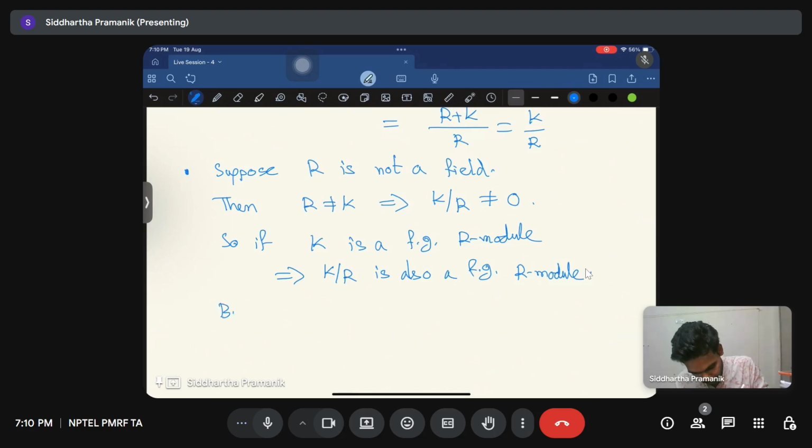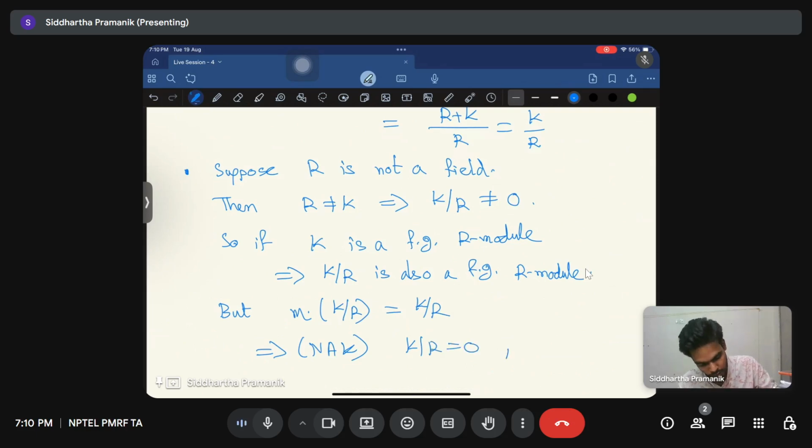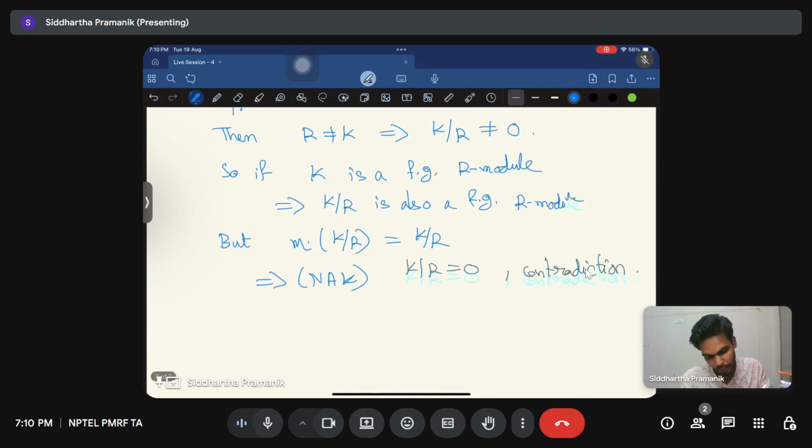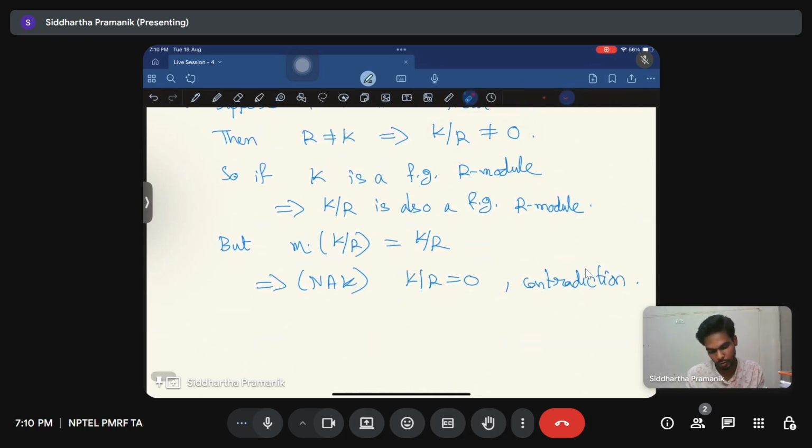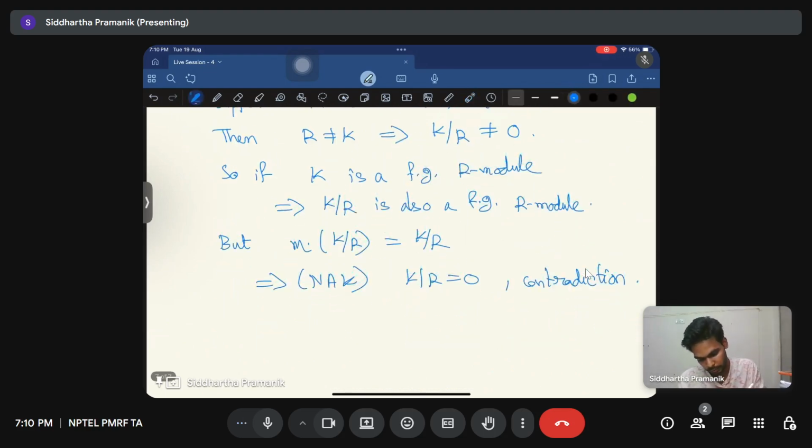But M times K mod R equals K mod R. So by Nakayama's lemma, since K mod R is a finitely generated R module, K mod R has to be 0. Which is a contradiction. So it contradicts Nakayama's lemma, as we have assumed that K mod R is not equal to 0. So this is a contradiction. So that means K is not a finitely generated R module.